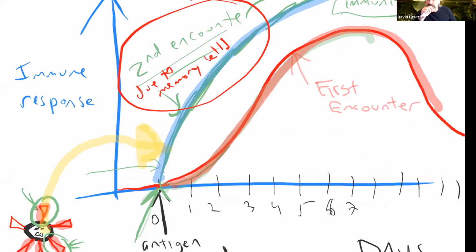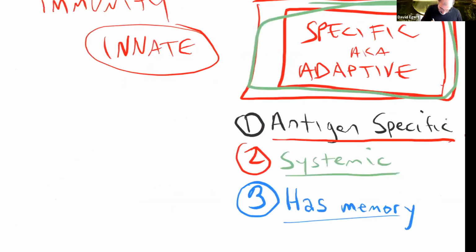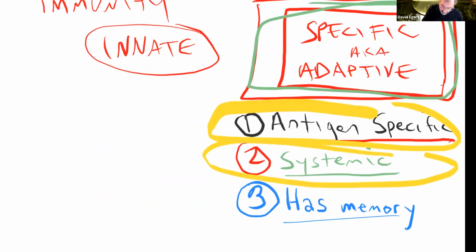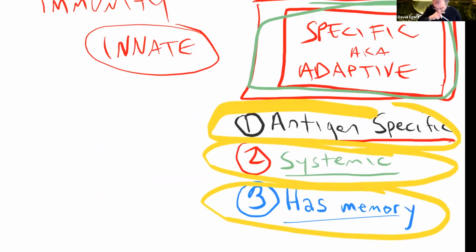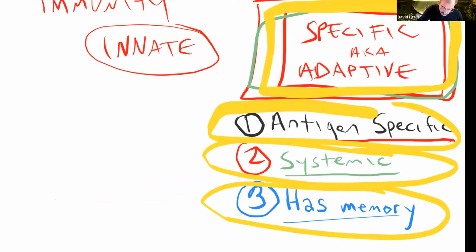All right, so I'm going to introduce the two divisions of specific or adaptive immunity. I'm not going to go all the way to finish this because I want to make sure I don't burn you all out on it. But again, remembering that whether we're looking at antibody mediated or cell mediated specific immunity, we are always talking about something that is antigen specific, systemic, and has memory. But now what we're going to do is further drill down on the two main divisions of specific or adaptive immunity.